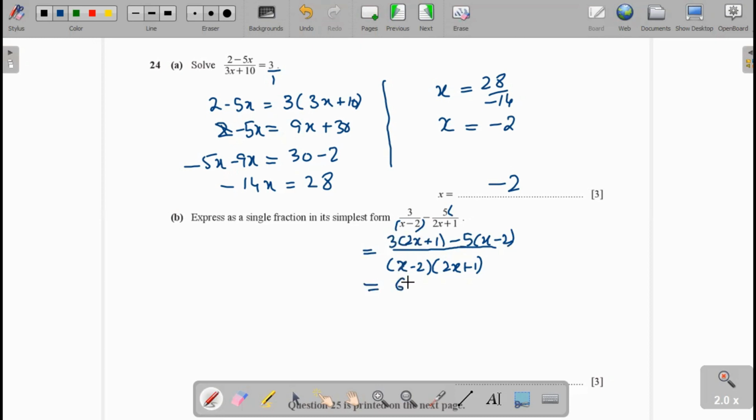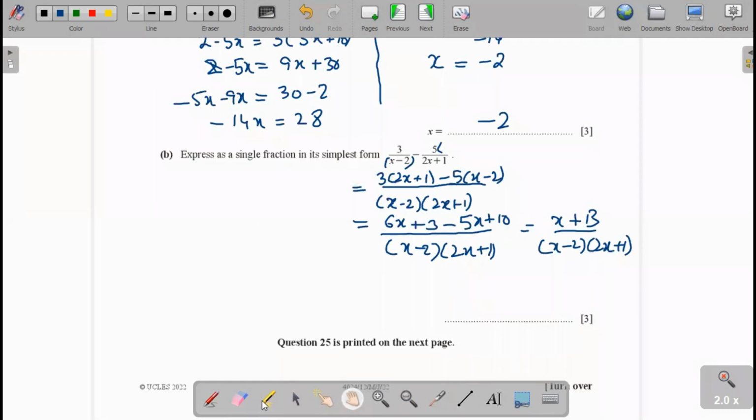3 times 2 is 6x. 3 into 1 is 3, minus 5 into x is minus 5x, minus into minus is plus 10, and we write the denominator as it is, x minus 2 into 2x plus 1. Therefore 6x minus 5x is x, plus 10 plus 3 is equal to 13, and x minus 2 into 2x plus 1 is the denominator. The answer is 13 over x minus 2 into 2x plus 1.